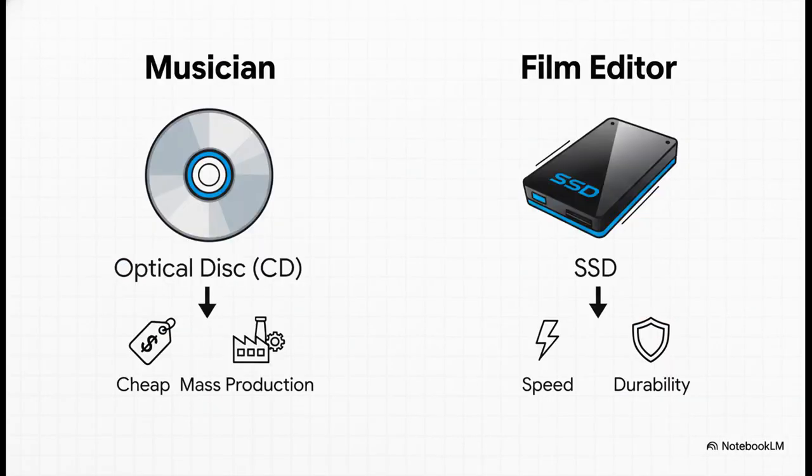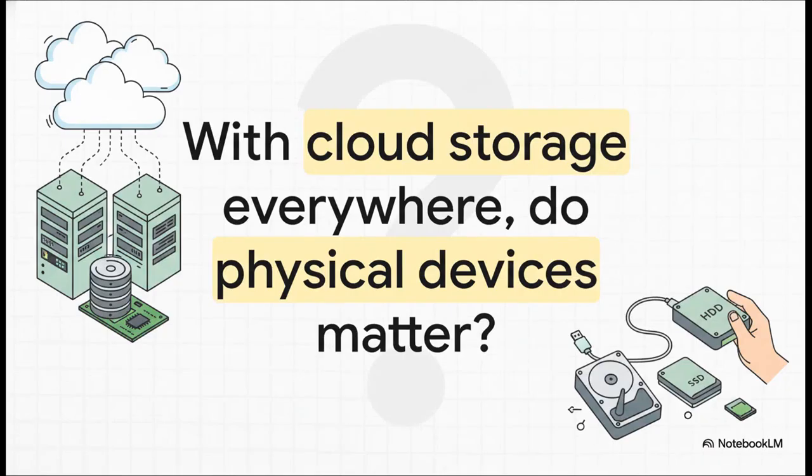And the answers are, for the musician, an optical disc, a good old CD, is still one of the cheapest ways to mass-produce physical copies of music. And for our film editor, a portable SSD is really the only sensible option. It's got the incredible speed needed for those huge files and the durability to be carried from one studio to another without any worry. And there you have it, secondary storage cracked.